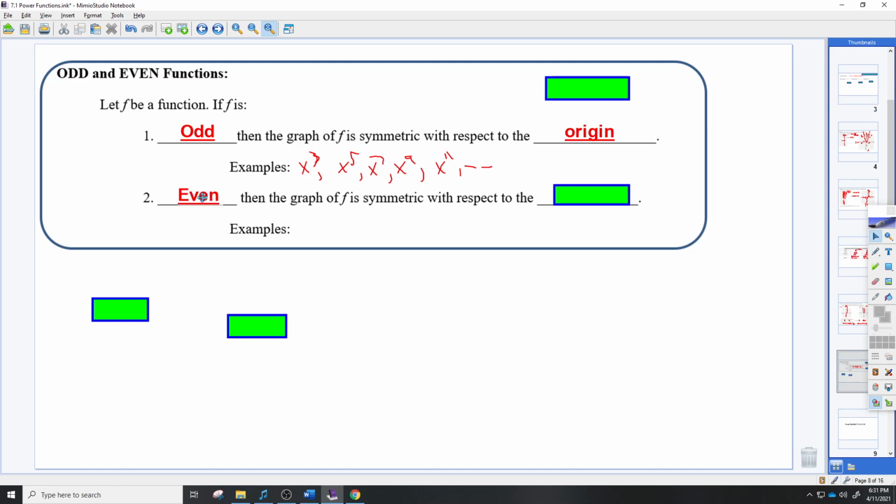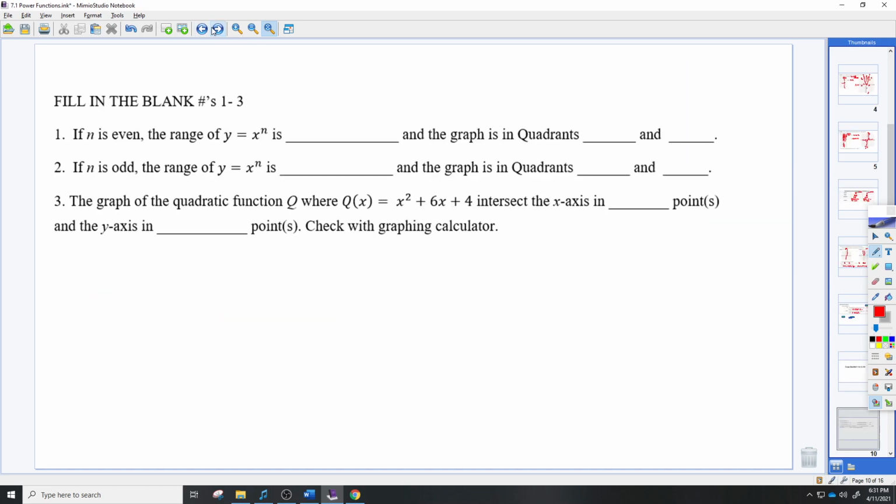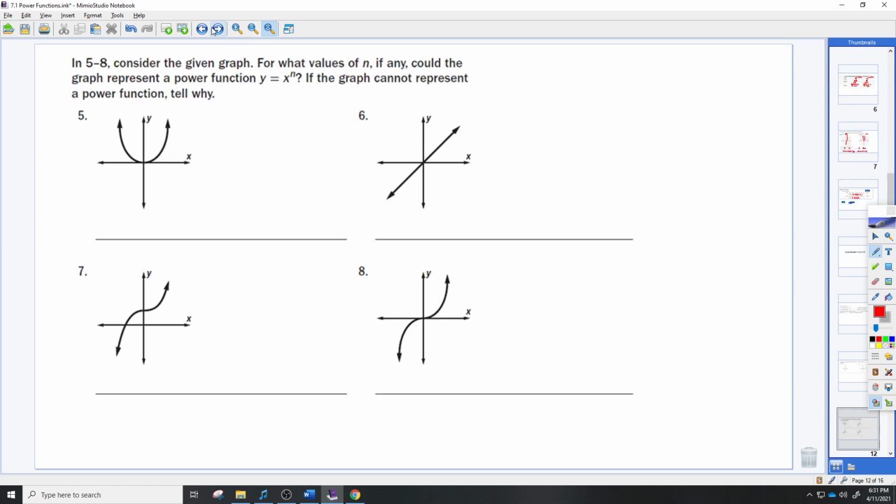And the last one here, if you have an even function, then it's symmetric with respect to the y-axis. So that would be x squared, x to the 4th, x to the 6th. You keep going, dot, dot, dot. So just remember the difference between the types of symmetry we have. The rest of it is just fill in the blanks, drawing some stuff.